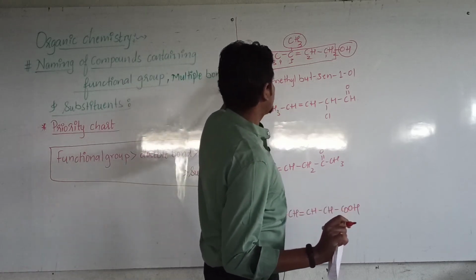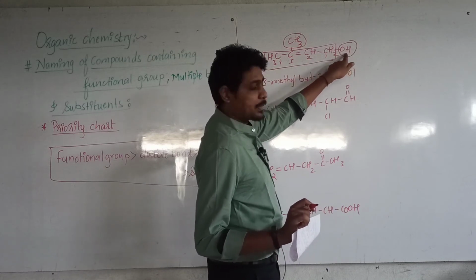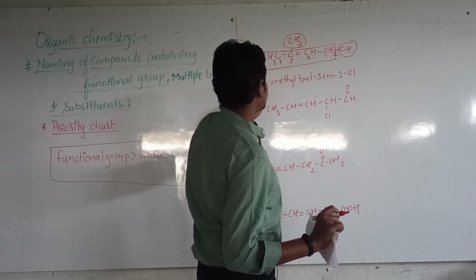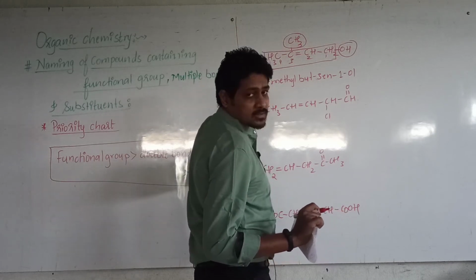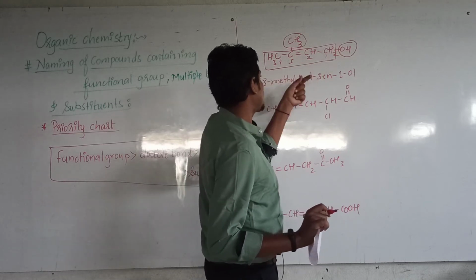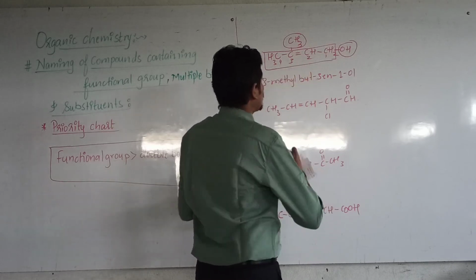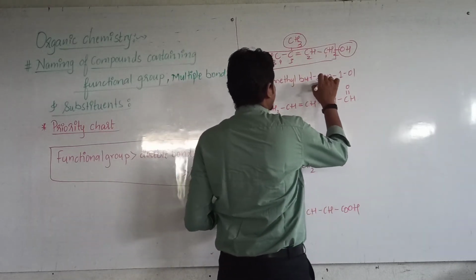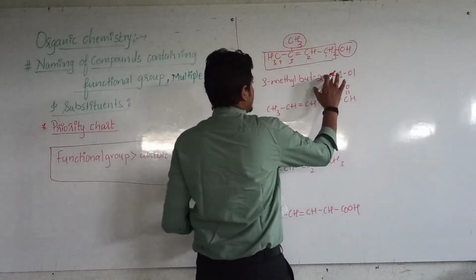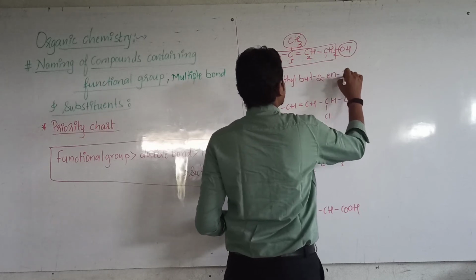Okay, so how did we do it? First, we selected a parent chain which contains the functional group. Then the remaining becomes substituents. First name the substituent, that is the prefix: 3-methyl. 4 carbon atoms are in the parent chain, so after the prefix comes the parent chain, but. Then sorry, 2-ene, it should be 2-ene, not 3-ene. The second carbon atom is involved in the double bond. So 3-methylbut-2-en-1-ol.